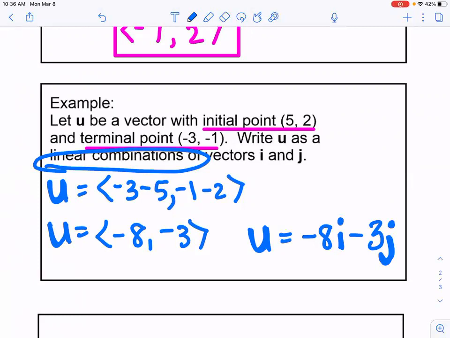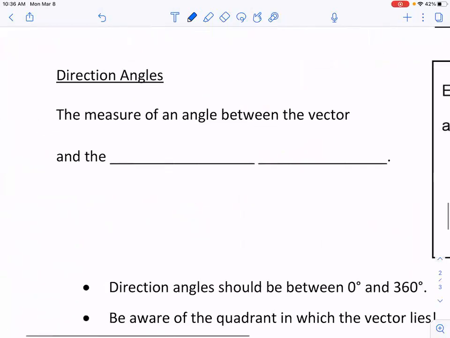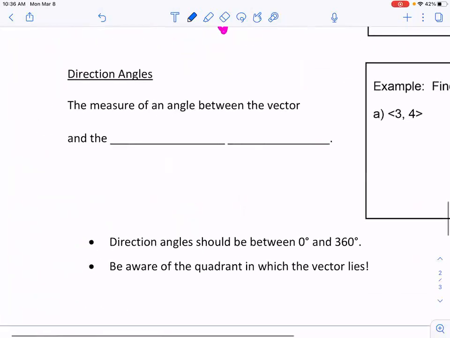Are you guys ready to do some trig? I feel like we haven't done a lot of trig today, have we? Maybe, I mean, the Pythagorean theorem, right? That's about it. Okay, so we've talked about how to find magnitude. What haven't we talked about how to find? Direction. Okay, the direction is the measure of the angle between the vector and the positive x-axis.